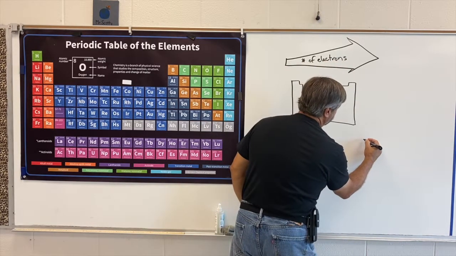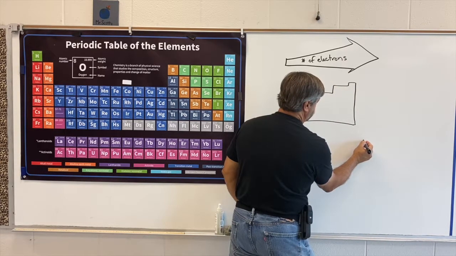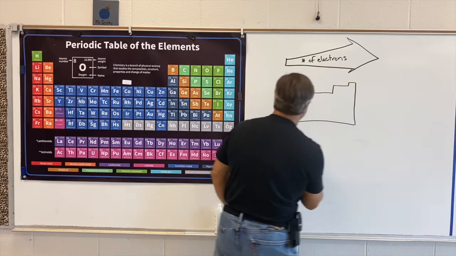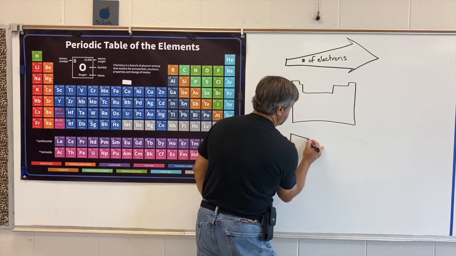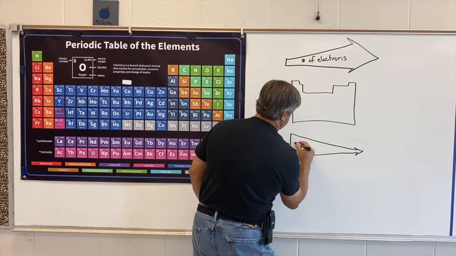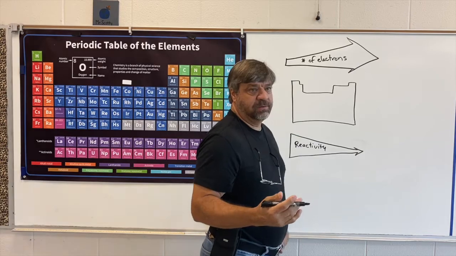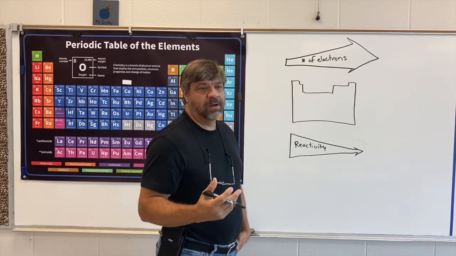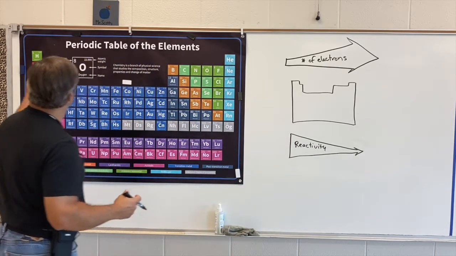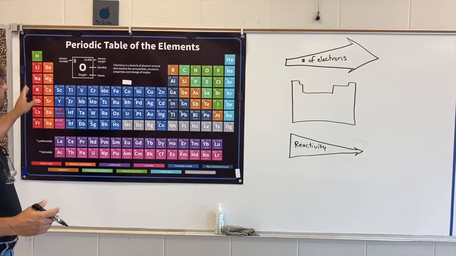The opposite is happening if I go this way. I'm going to start with a wide arrow here, and I'm going to get smaller. And this is reactivity. Reactivity is the tendency of an element to bond with something else or to have some kind of an interaction with another element. And we know from our earlier work that these metals here, the alkali metals, are extremely reactive.